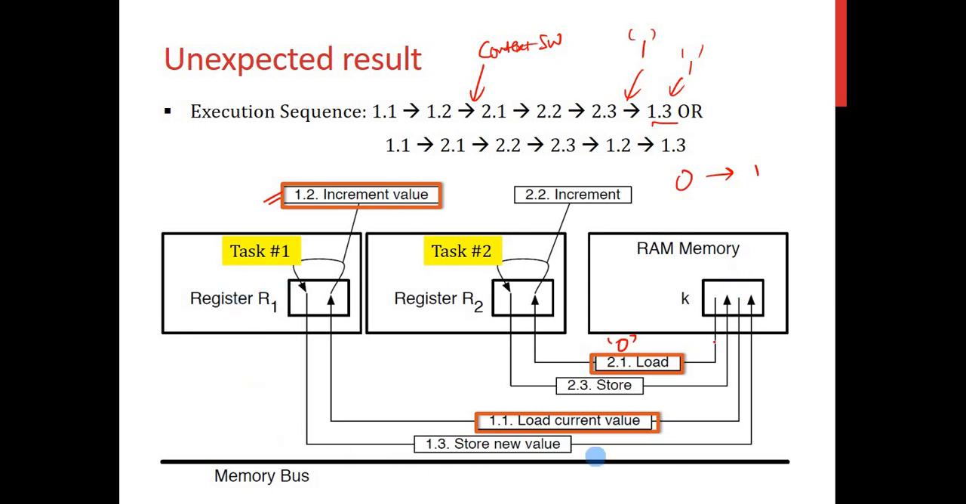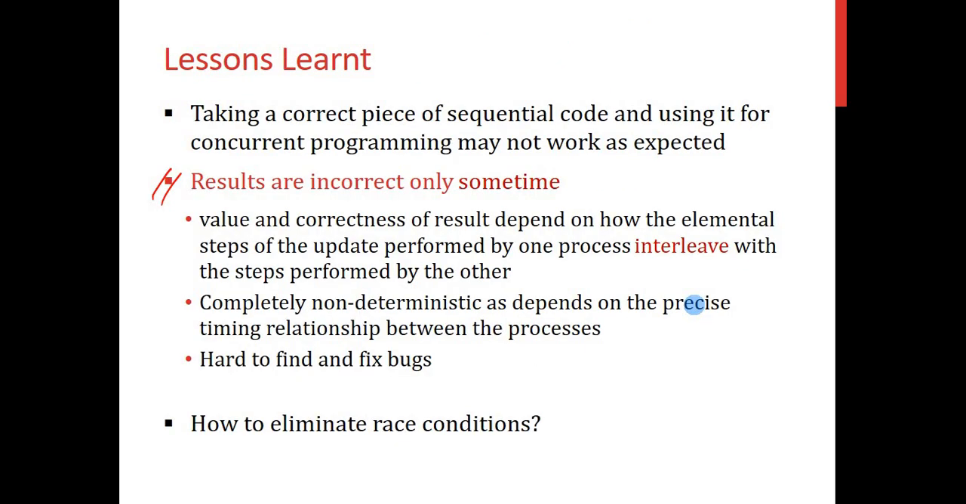You can see that even though task 1 has incremented it, it did not write back. Since it did not write back and the context switch has happened, when task 2 runs, it will still load the original value that is still in the memory. So in this case, the change in k will only be from 0 to 1 instead of 0 to 2, even though two tasks were both trying to increment k.